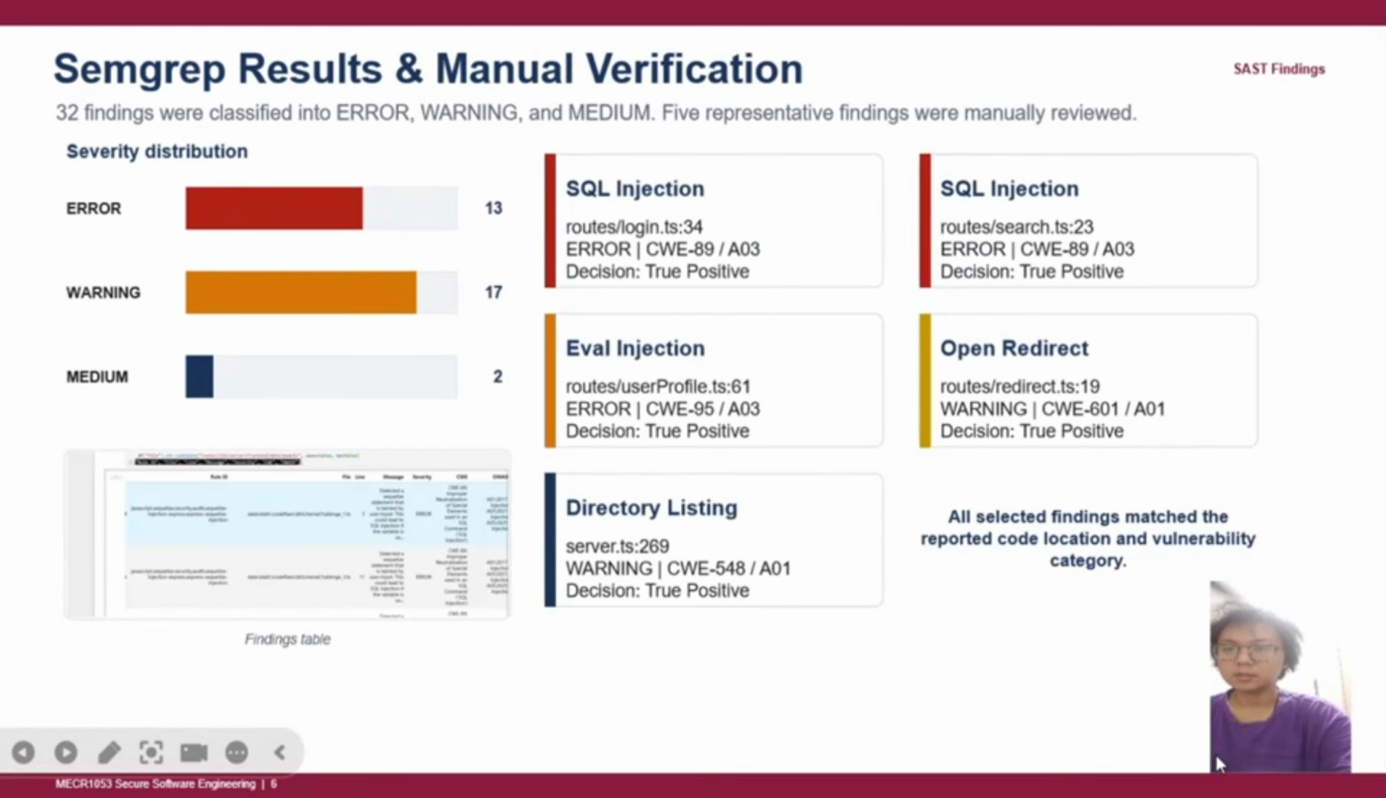This slide shows the Semgrep result. Semgrep found 32 findings in total: 17 error, 13 warning, and 2 info findings. I selected 5 findings for manual checking. They include SQL injection, eval injection, open redirect, and directory listing. Most of them were true positives because they match the risky code patterns in the source code. Overall, Semgrep was useful for finding source code level security problems. That's all for my part.